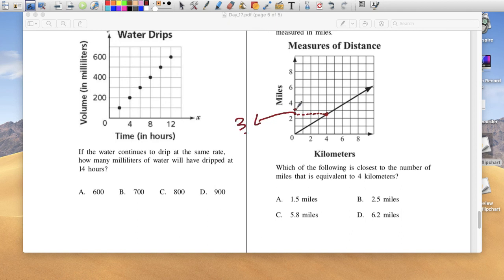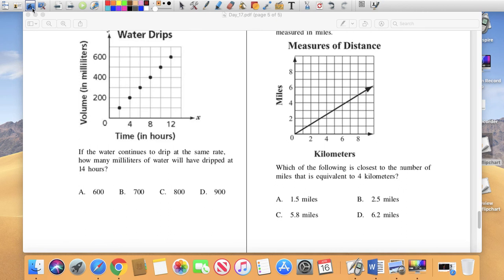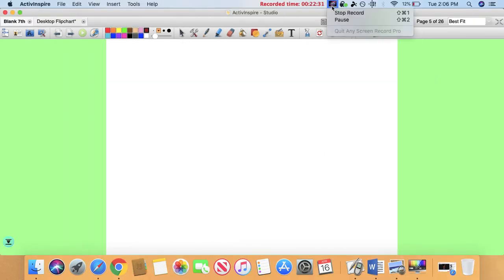Well, I know the top line is 3, right? So it's going to be between 2 and 3. And the only number that's between 2 and 3 is that one, 2.5. Okay, so that's an approximate. Okay, so this was day something, 18.